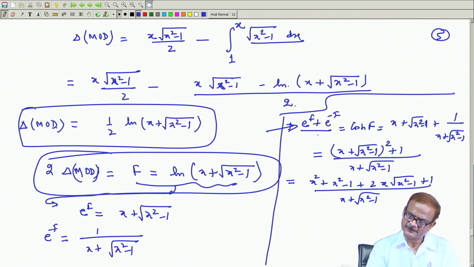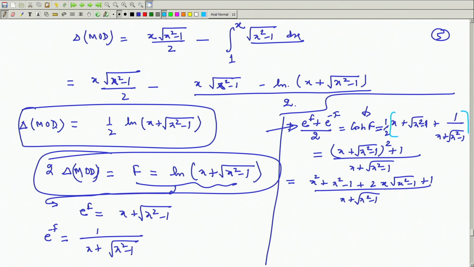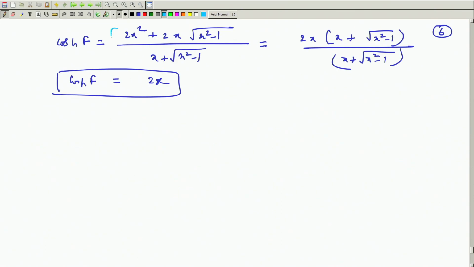Okay, first if we write divided by 2 only, then this cos hyperbolic f we can write. Then in that case we need to write here 1 by 2 and take the whole thing inside the bracket. So, here also we need to put 1 by 2, then 1 by 2 and then 1 by 2. So, this gets reduced to finally cos hyperbolic f equal to x.